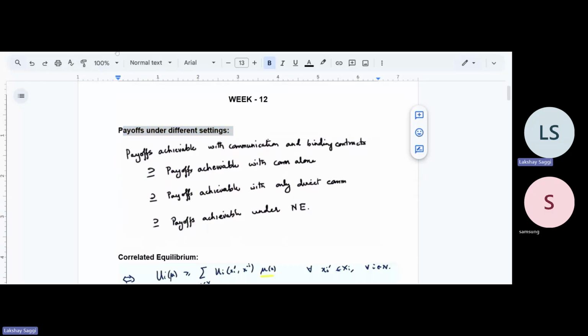But note that this communication can also be of multiple forms. It can be direct communication or indirect communication. Direct communication means that both the players know exactly what is being communicated to the other person also.